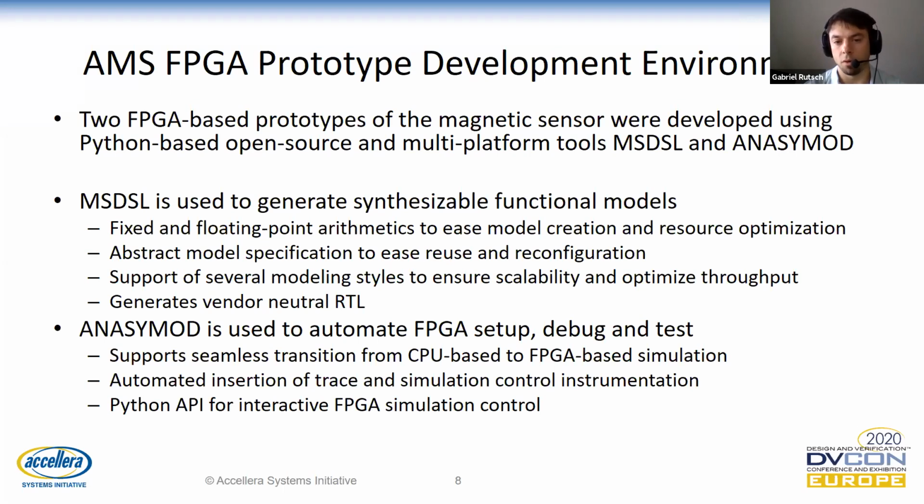NSMod, as I mentioned before, is automating everything related to the FPGA, which includes setting up the project, generating the bitstream, inserting some additional instrumentation for tracing and simulation control. On the other hand, it also allows you to seamlessly switch from an RTL simulation to an FPGA simulation. That's quite convenient when you start setting up your tests. Typically during that stage, you don't want to do this on the FPGA. Rather, you develop your test case on the CPU, and then when you really want to run the whole test suite, you move to the FPGA.